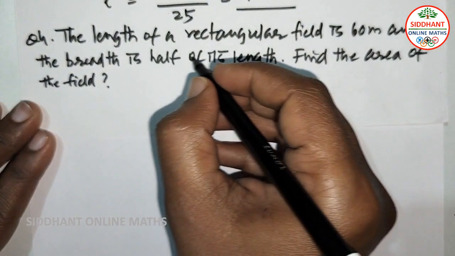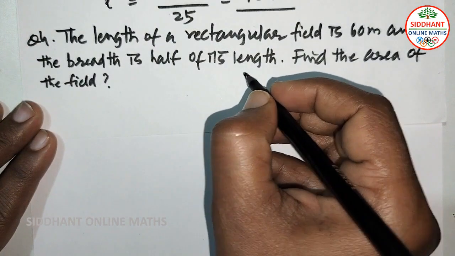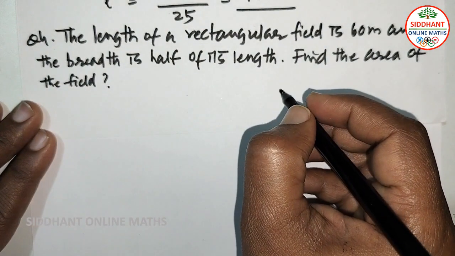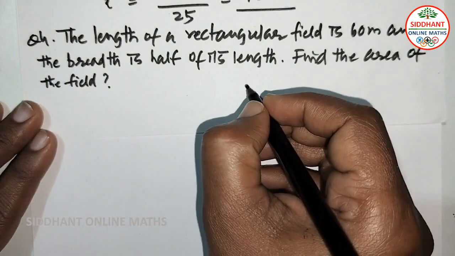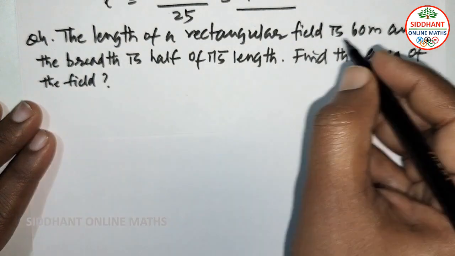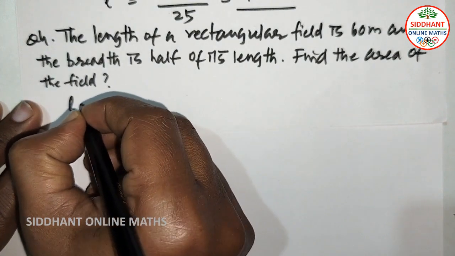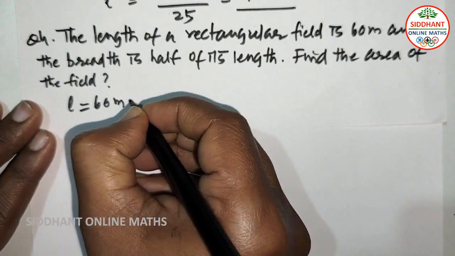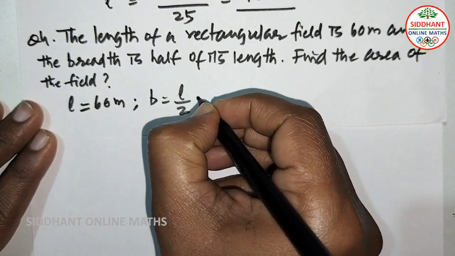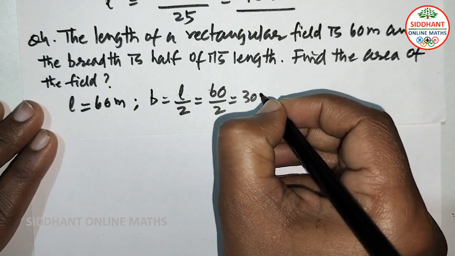Question number 4. The length of a rectangular field is 60 meters and the breadth is half of its length. Find the area of the field. So here we know that area of rectangle is equal to L into B, and the given data is L is 60 meters and breadth is half its length, that means L by 2. So L is how much? 60 by 2, that is equal to 30 meters.